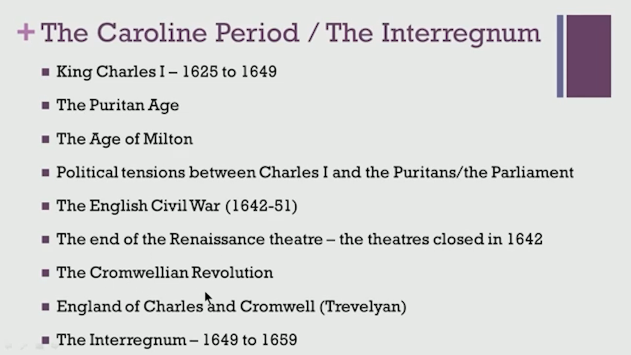We also see the Cromwellian revolution that follows, and Trevelyan rightly describes this period as the England of Charles and Cromwell. And the period that follows was known as the Interregnum, from 1649 to 1659.